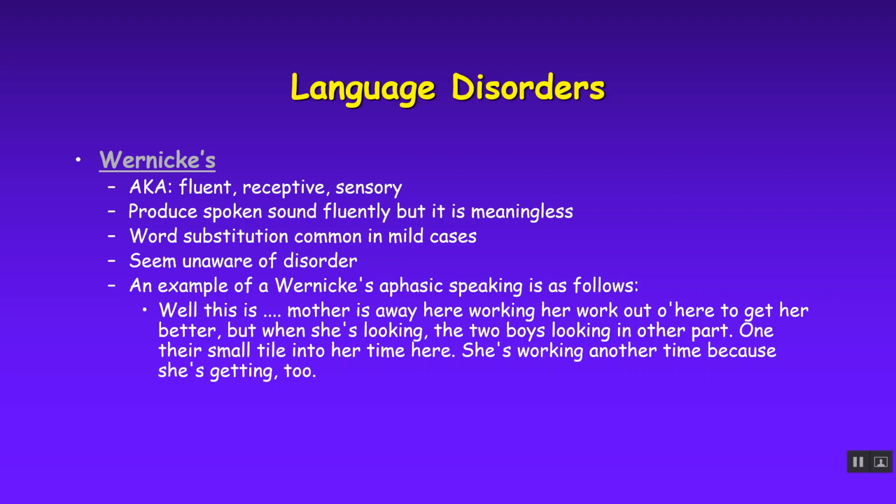Alexia is a difficulty with understanding written language. Agraphia is the difficulty writing, right? So typically people with Broca's aphasia have some level of agraphia with it. With Wernicke's, it's just some form of alexia where they have difficulty reading, comprehending written language. But you just try it. See, hey, does the written versus the verbal, what works better for them?